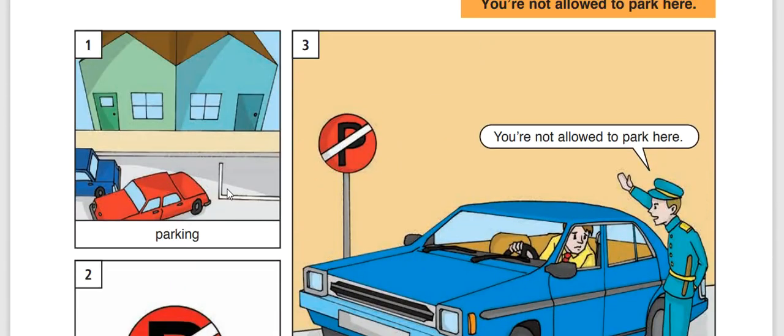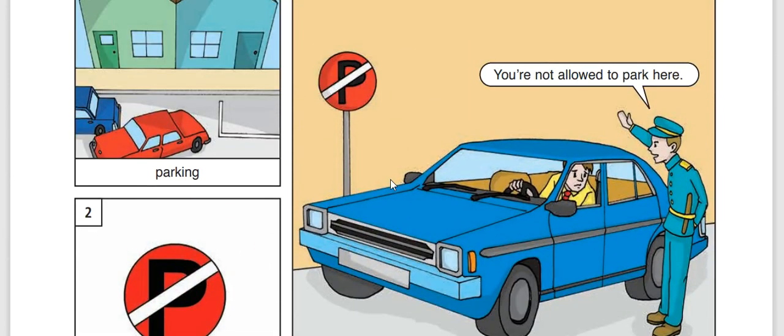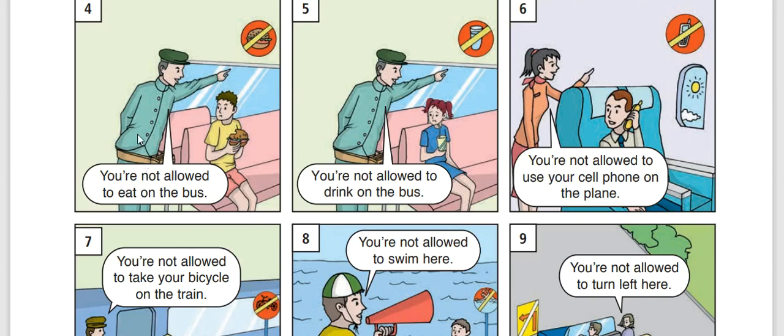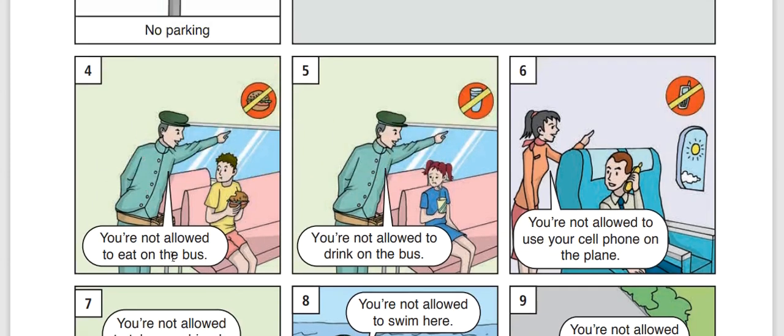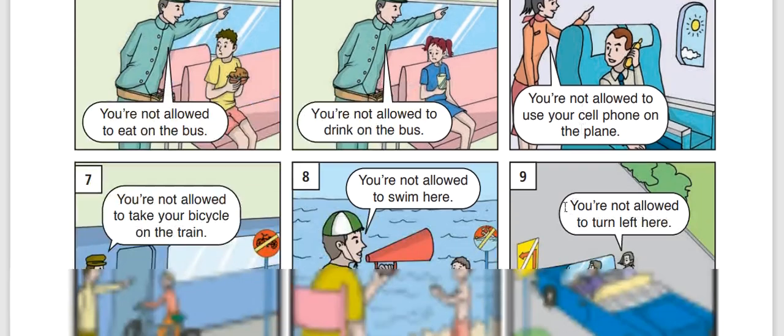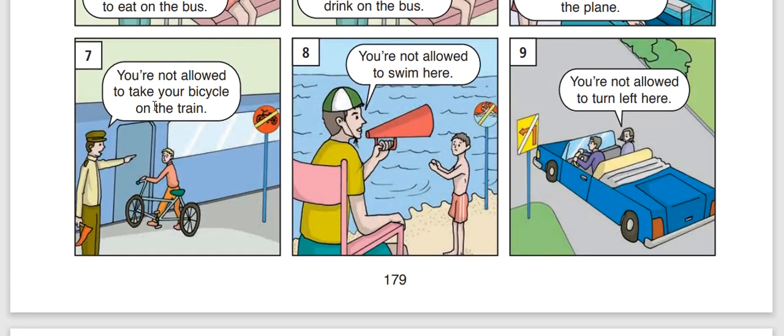Picture 1. Parking. Picture 2. No parking. You are not allowed to park here. Picture 4. You are not allowed to eat on the bus. Picture 5. You are not allowed to drink on the bus. Picture 6. You are not allowed to use your cell phone on the plane. Picture 7. You are not allowed to take your bicycle on the train. Picture 8. You are not allowed to swim here. Picture 9. You are not allowed to turn left here.